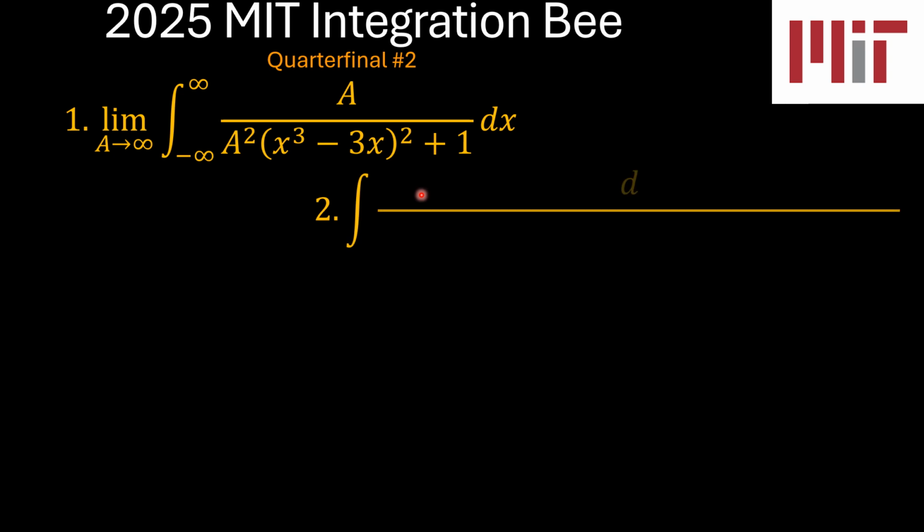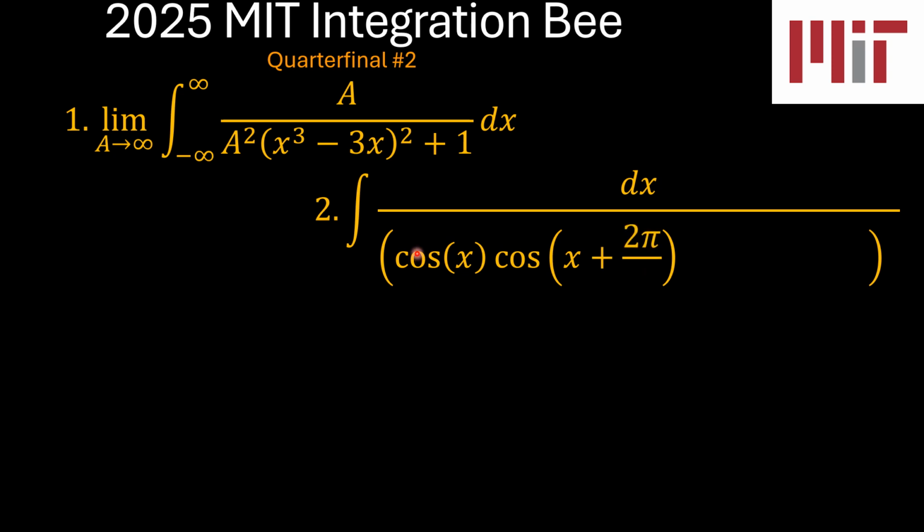Problem number 2 happened to be the indefinite integral of 1 over the product of cosine of (x plus 2 pi over 3) and cosine of (x minus 2 pi over 3), all squared.